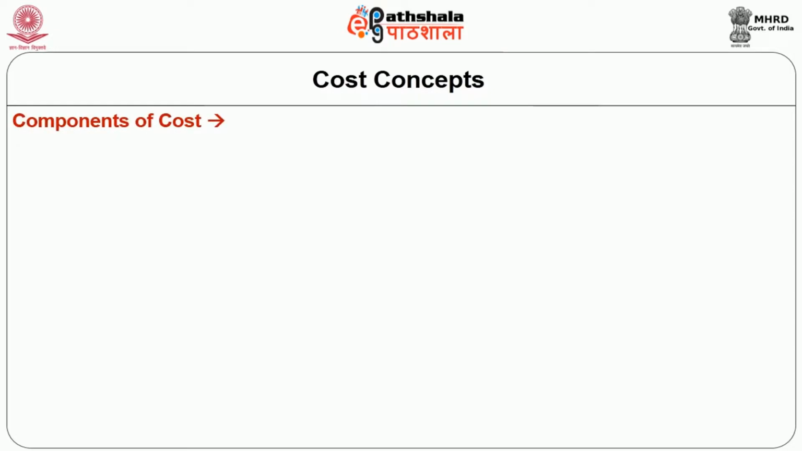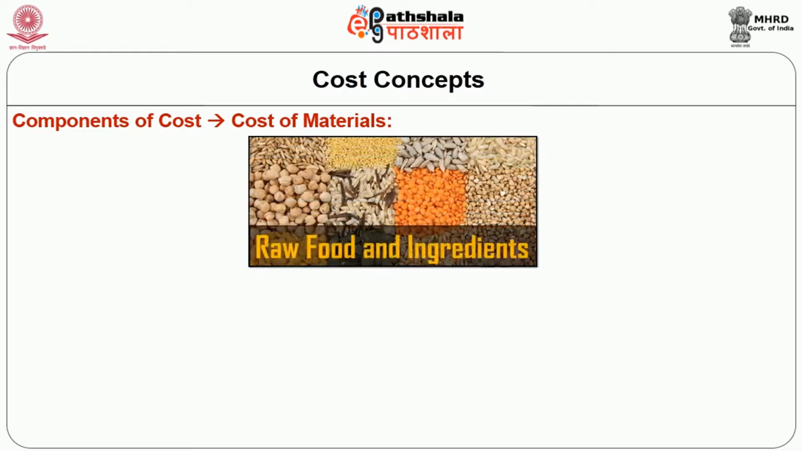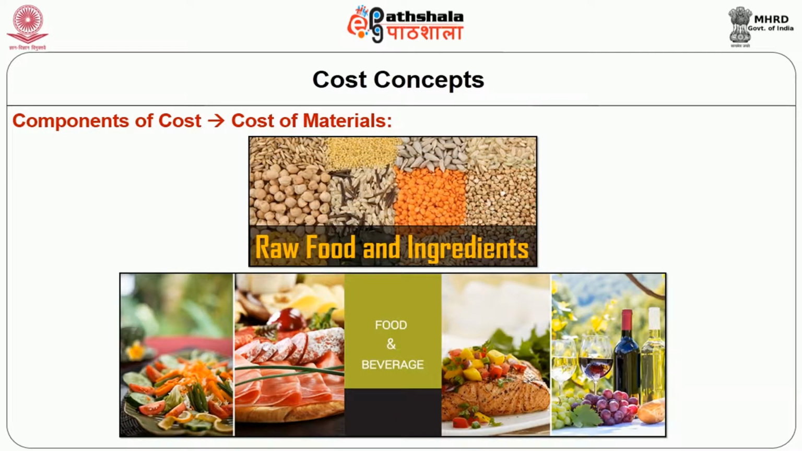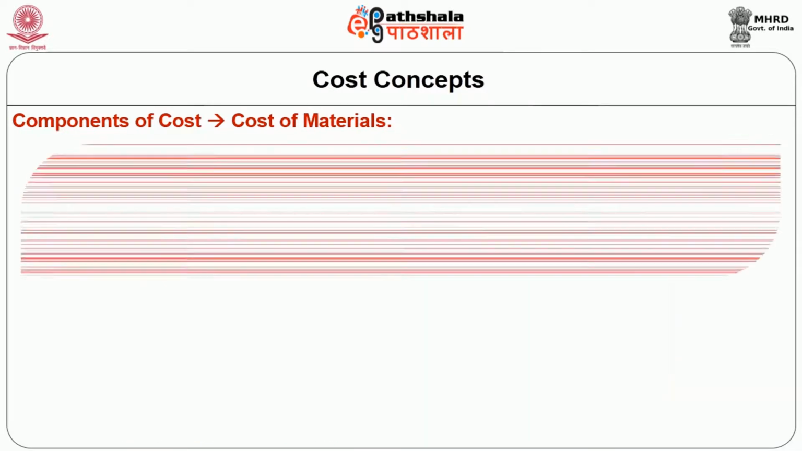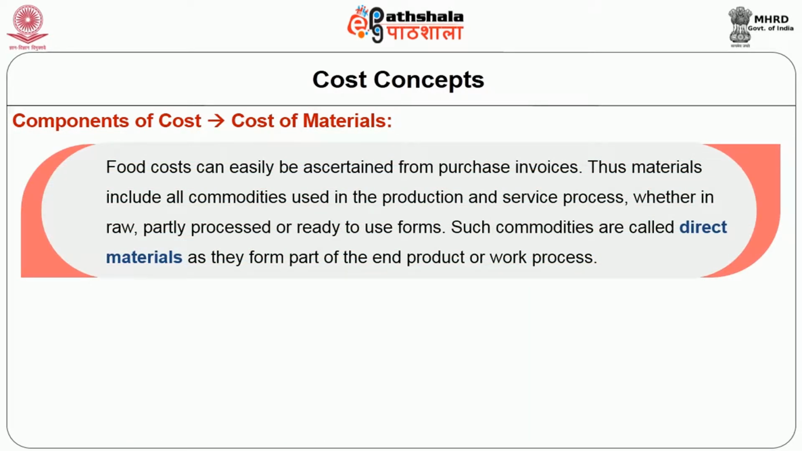In any food service, there are basically three types of cost involved in its day-to-day operation. The first is cost of materials. This includes raw food and other ingredients that make up a dish, meal or a beverage and is commonly referred to as material or food cost. Food cost can easily be ascertained from purchase invoices. Thus, materials include all commodities used in the production and service process, whether in raw, partly processed or ready-to-use forms.